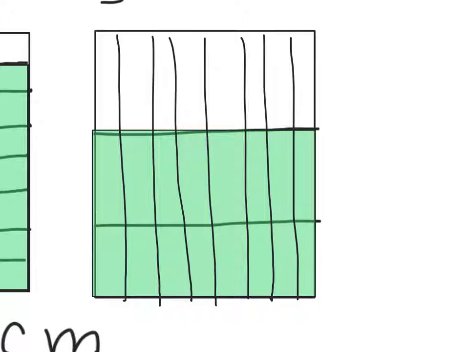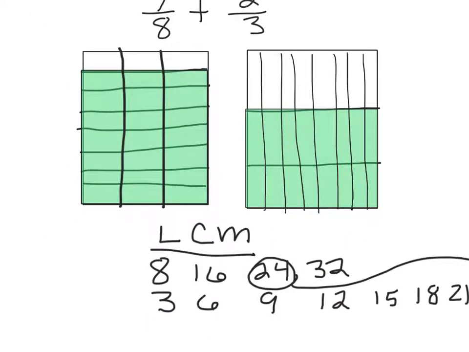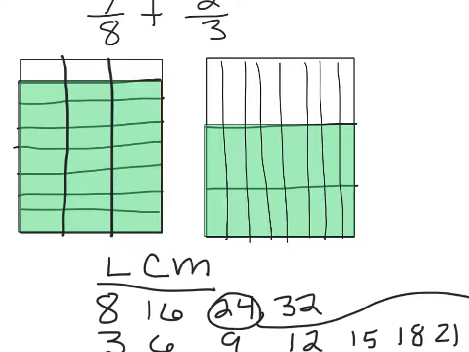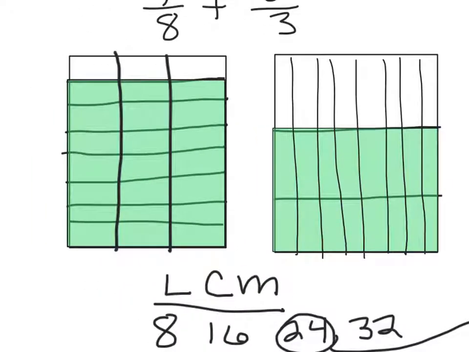Super. But I should have 24 little boxes. So I've got 1, 2, 3, 4, 5, 6, 7, 8, 9, 10, 11, 12, 13, 14, 15, 16, 17, 18, 19, 20, 21, 22, 23, and bam! 24. Superb. So now all I have to do is count these up, right? So I'm going to do that right now.